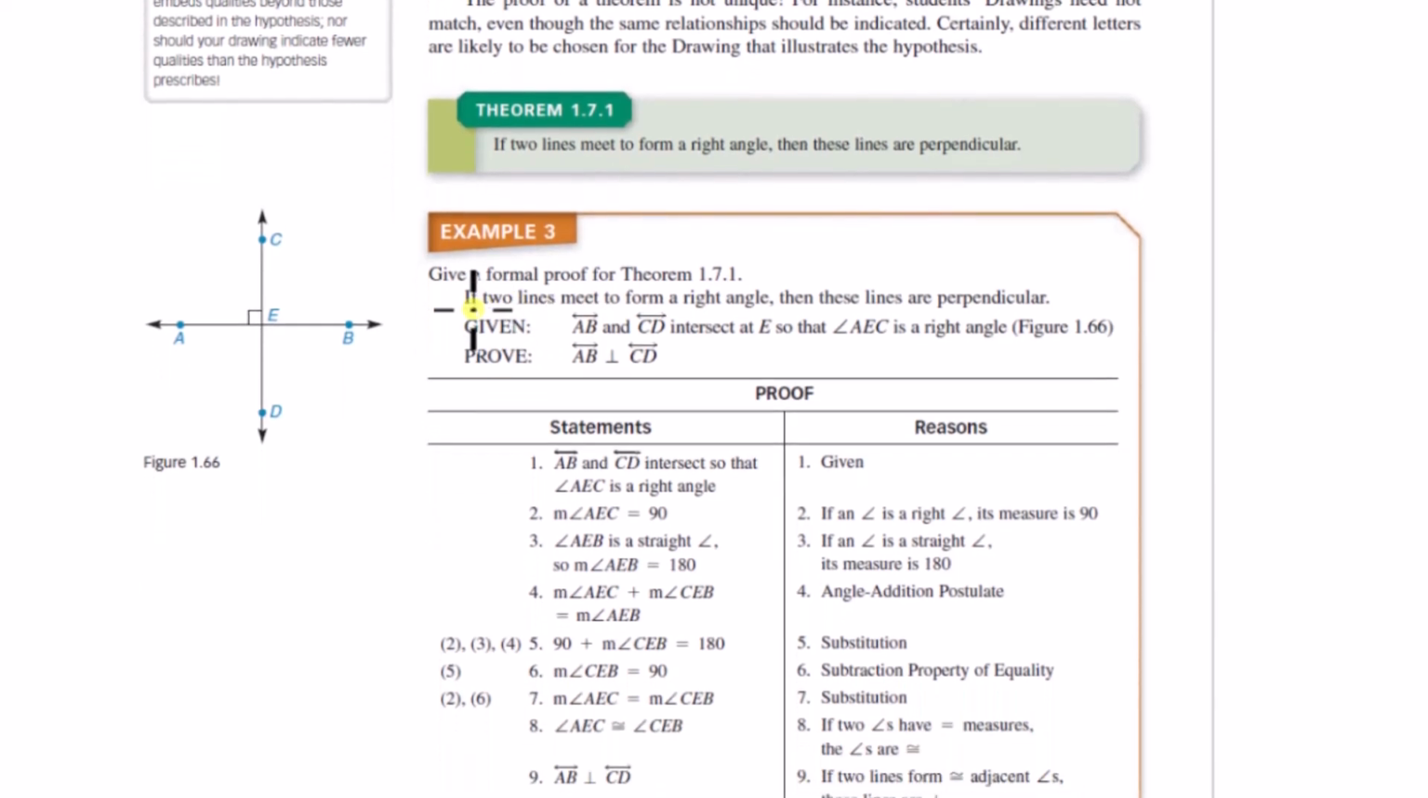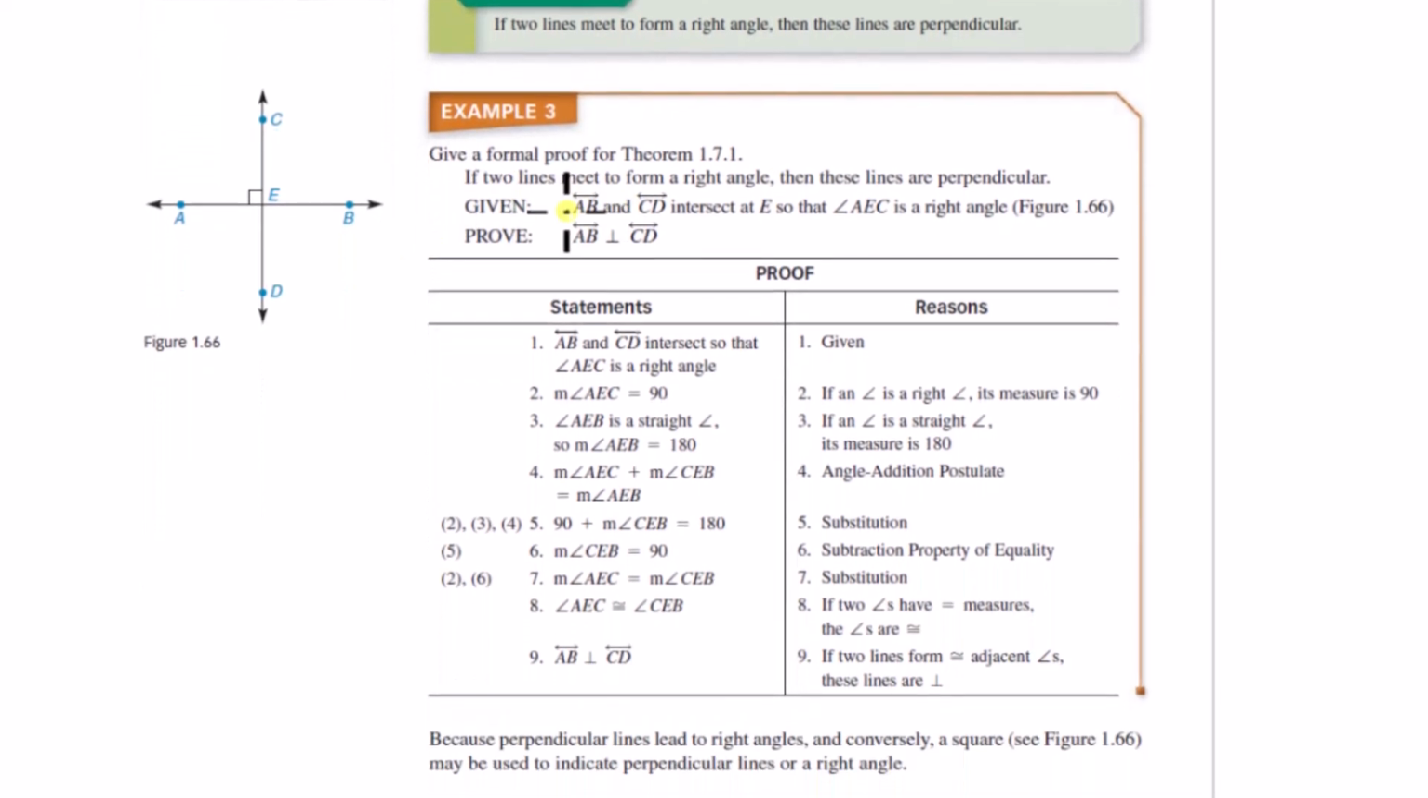So there's the given: lines AB and CD intersect at E, so that angle AEC is a right angle. These two lines meet to form a right angle. They're not perpendicular, they just meet to form a right angle. To do the proof, we know this is a straight angle, AB. Since this is a right angle, this is going to have to be a right angle.